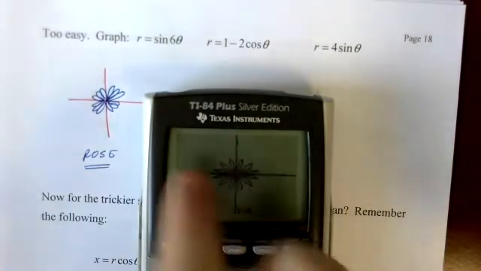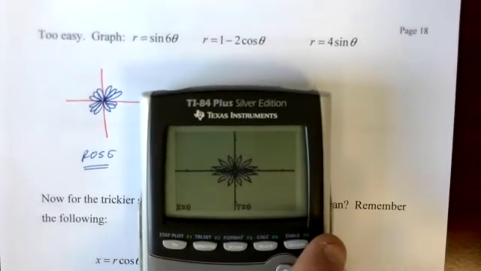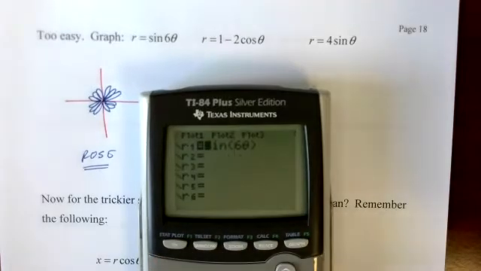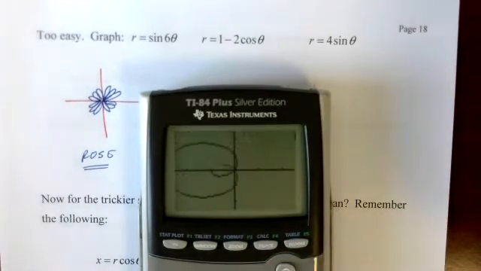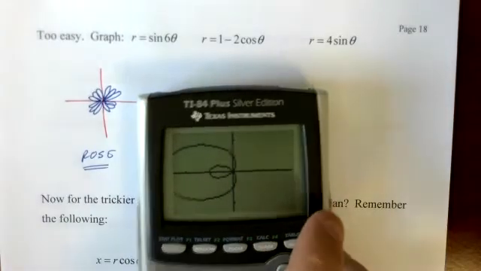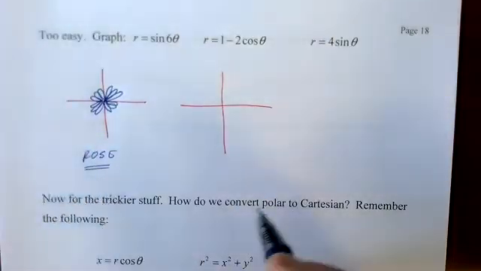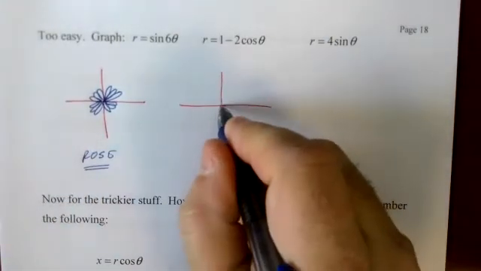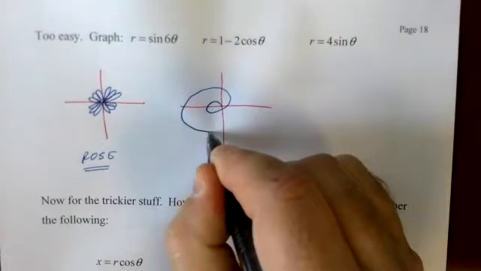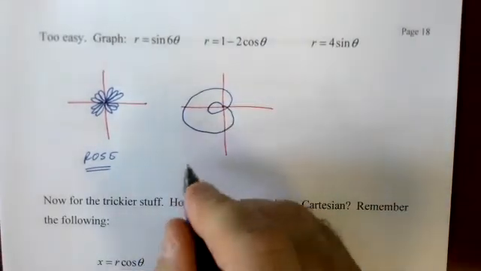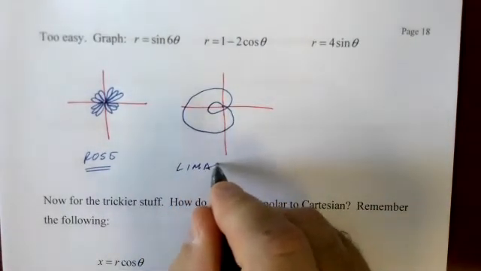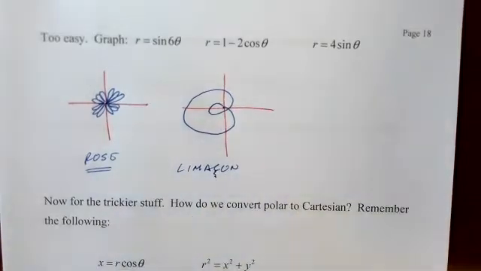All right. Do I care how far out it goes? Yeah, in the real world, but right now I'm just trying to get the general idea of it. Let's try again. 1 minus 2 cosine of theta. All right. Again, I'm not going to worry too much about the perfection of the scale. There's something funky like that. I believe this is called a limaçon. They put a little funky beard here, I think.